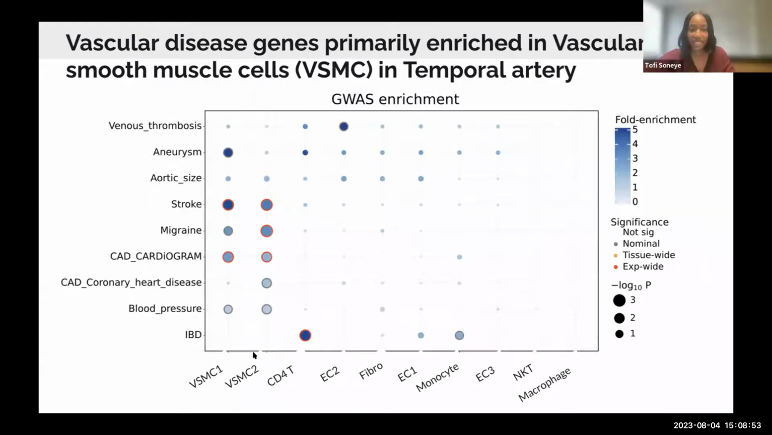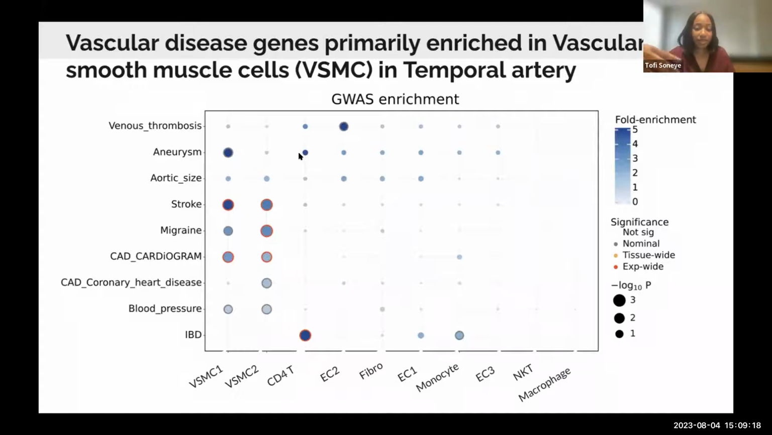CD40 cell, which is actually an immune cell, we could see that it didn't really have any enrichment in those traits, but had enrichment in the IBD, which is irritable bowel disease. And this points at the accuracy of our results, since the irritable bowel disease is not a vascular disease.